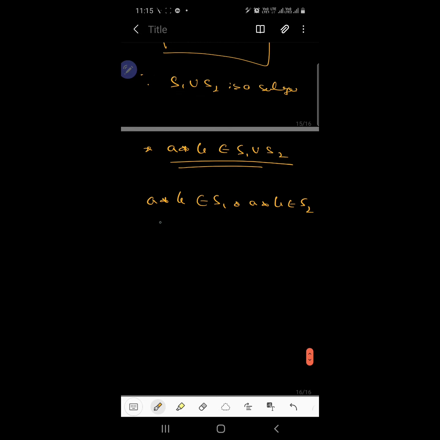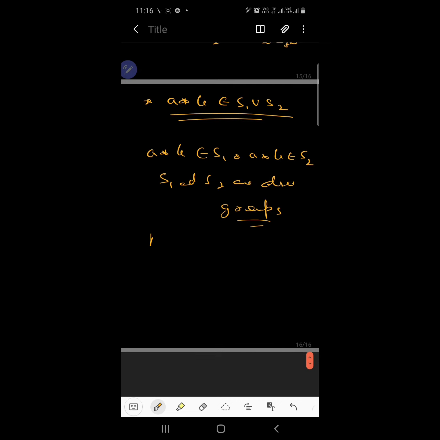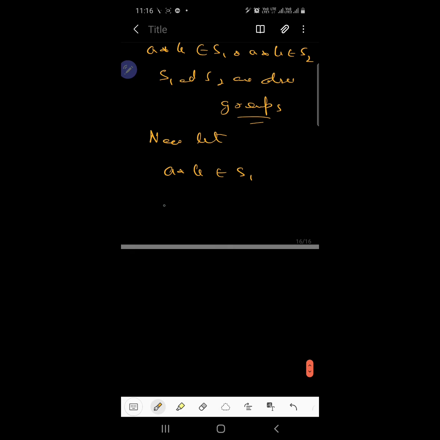Now S1 and S2 are also groups. So now let A star B belong to S1. Okay. Let A star B equal C, which belongs to S1.